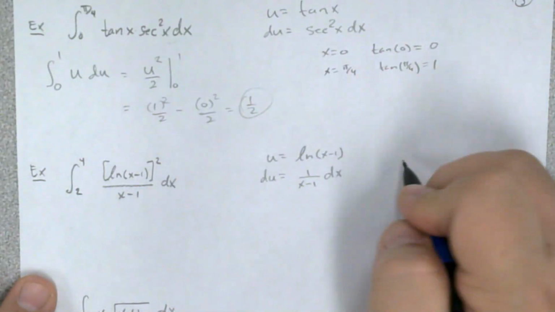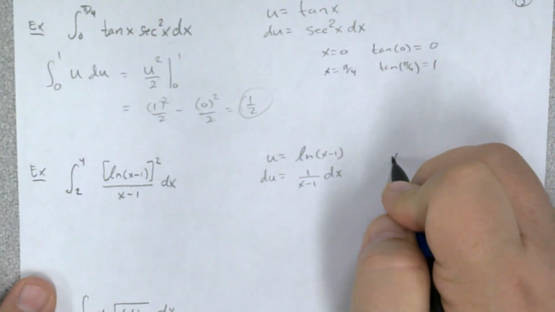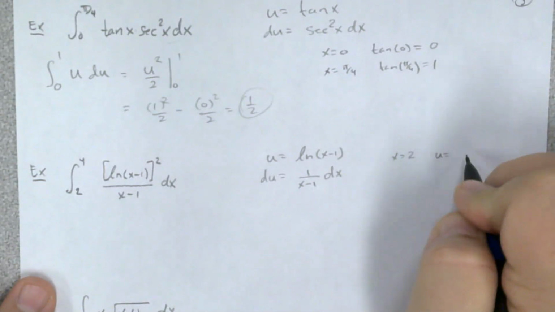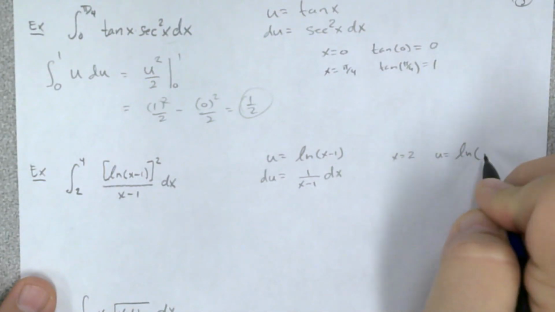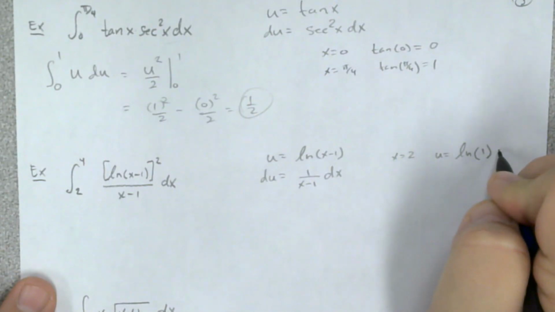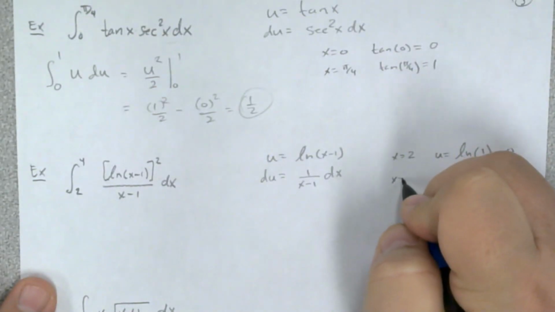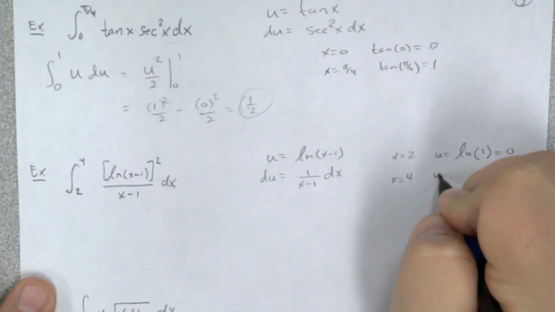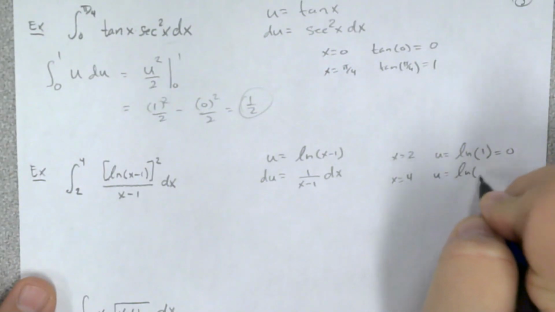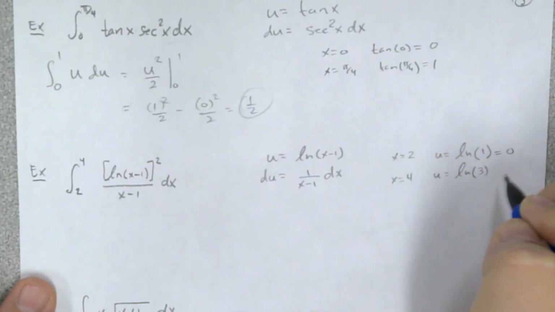So now we do our limits. So when x equals 2, u is going to be the natural log of 2 minus 1, which is 1. And the natural log of 1 is 0. And when x equals 4, u is going to be the natural log of 4 minus 1, which is 3, which is just what it is.